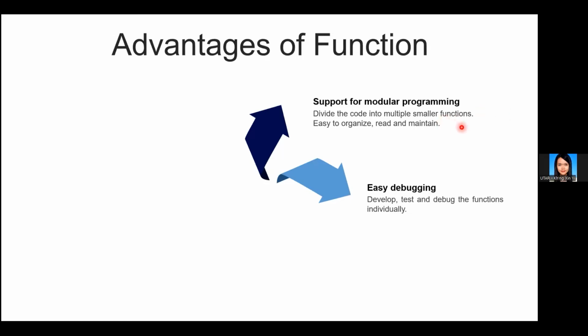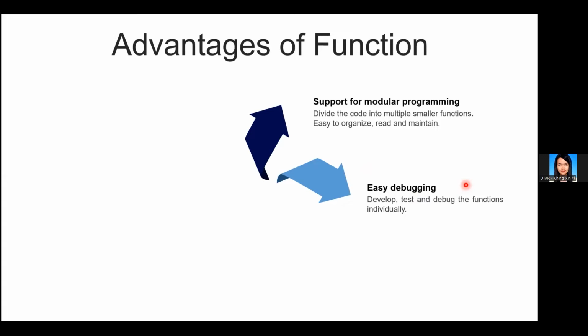Maintain means that if we want to make some maintenance or improvement to the code, it will be easier. If I want to improve the printing job, the printing function, then we just go to the printing function and do some modification there. So it will be easier for us to find it, to read it, and to do the maintenance. And after that, since the program is divided into functions, it will be easier for us to develop, to test, and debug the functions individually.